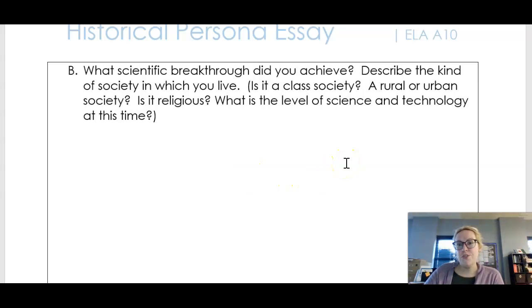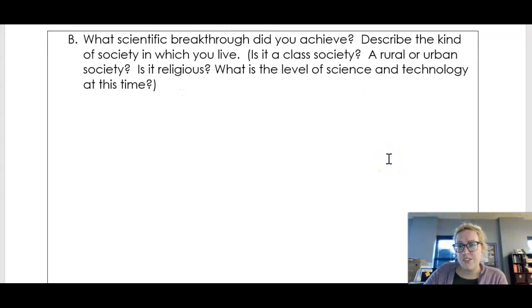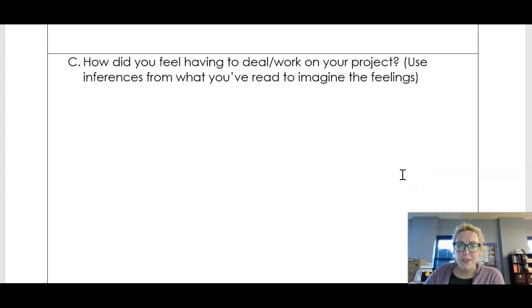What breakthrough did you achieve? Describe the society you live in. If it's like now, tell me it's now. But if it's in the 1800s, that's a little different. Life was a little different back then. Okay. Where do you live? What's the level of science and technology at this time? So if you're writing about Elon Musk, again, a little different than Edison. Okay, so give me a little background there.